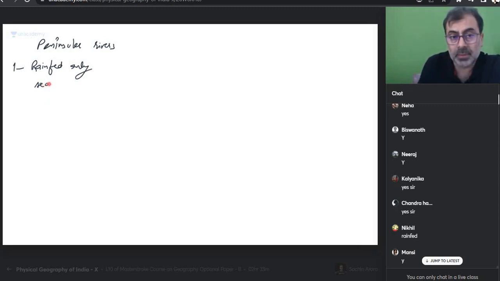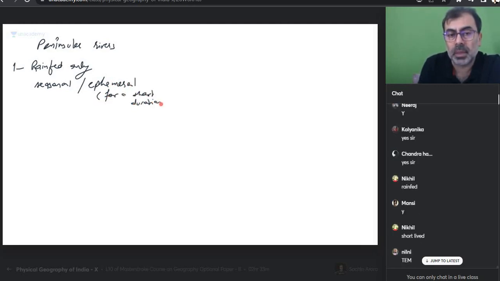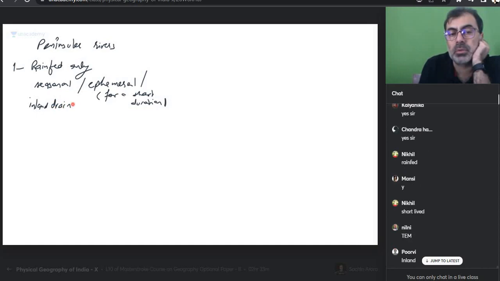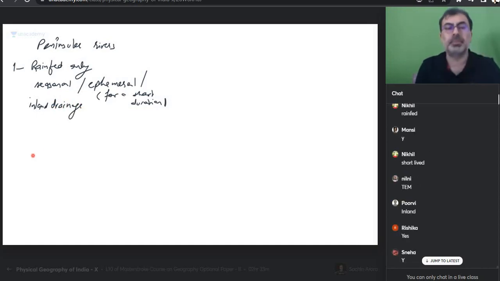So that is why they are seasonal, and some of them are ephemeral. What is ephemeral? For a short duration. Ephemeral, बहुत छोटे time के लिए. And have you also heard of inland drainage? Some don't have water even to reach the ocean.